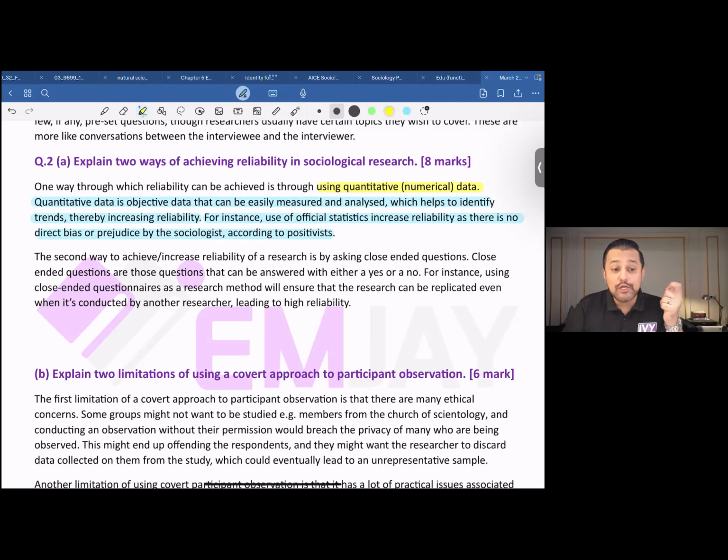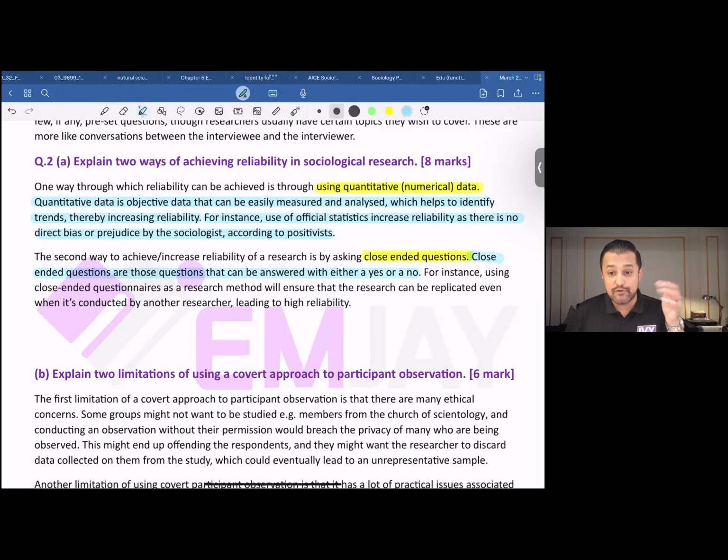The second way to achieve or increase reliability of a research is by asking close-ended questions. Close-ended questions are questions where you have a limited amount of choice available, right? As this reads, close-ended questions are those questions that can be answered with either a yes or no, or you could additionally add on to this. MCQs are an amazing example of close-ended questions.